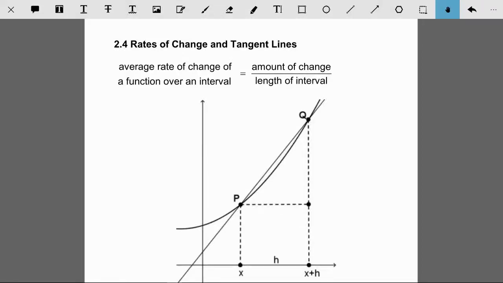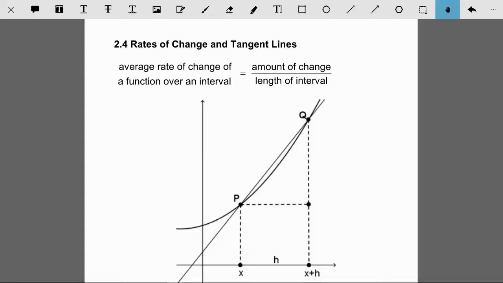Okay, this is the lesson video for section 2.4, rates of change and tangent lines for AP Calculus AB. And what we're going to talk about in this section, even though the title is rates of change and tangent lines, what we're really going to be doing here is transitioning from the idea of a limit into the idea of a derivative.